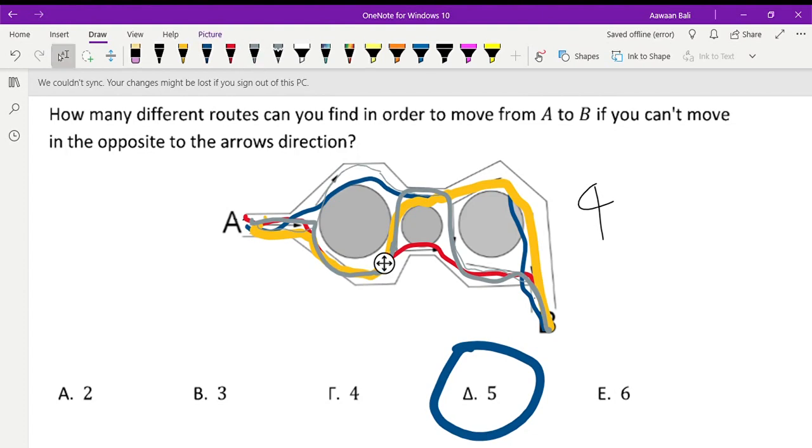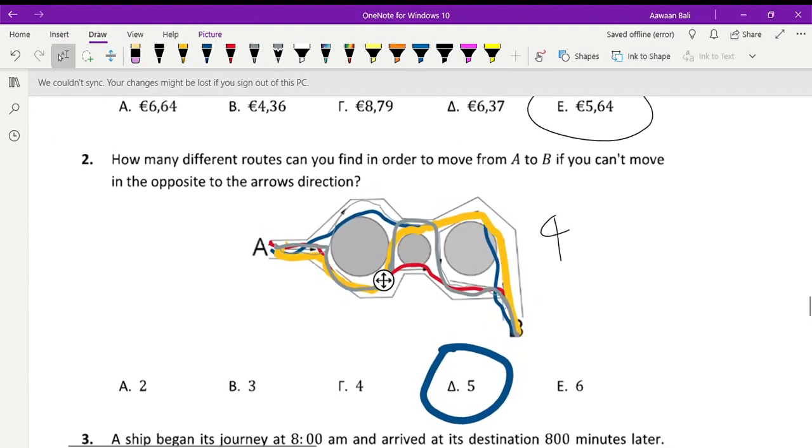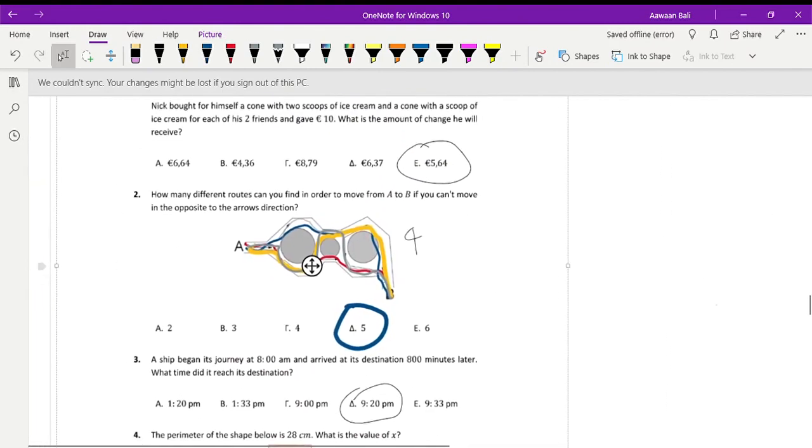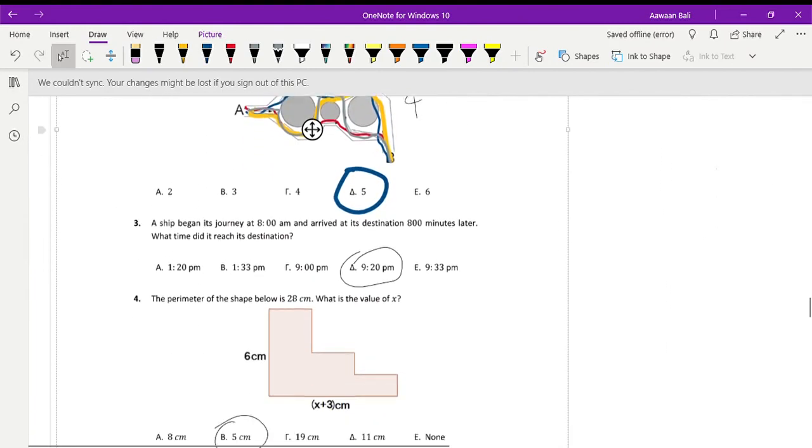So basically there's just 1 path where you directly go down. There's two normal paths like that. And then there's this one path, and then there is another, and then you just merge between the 2 paths basically. You get 2 normal paths, merge between them, and you get 5 different options. So the answer is delta.